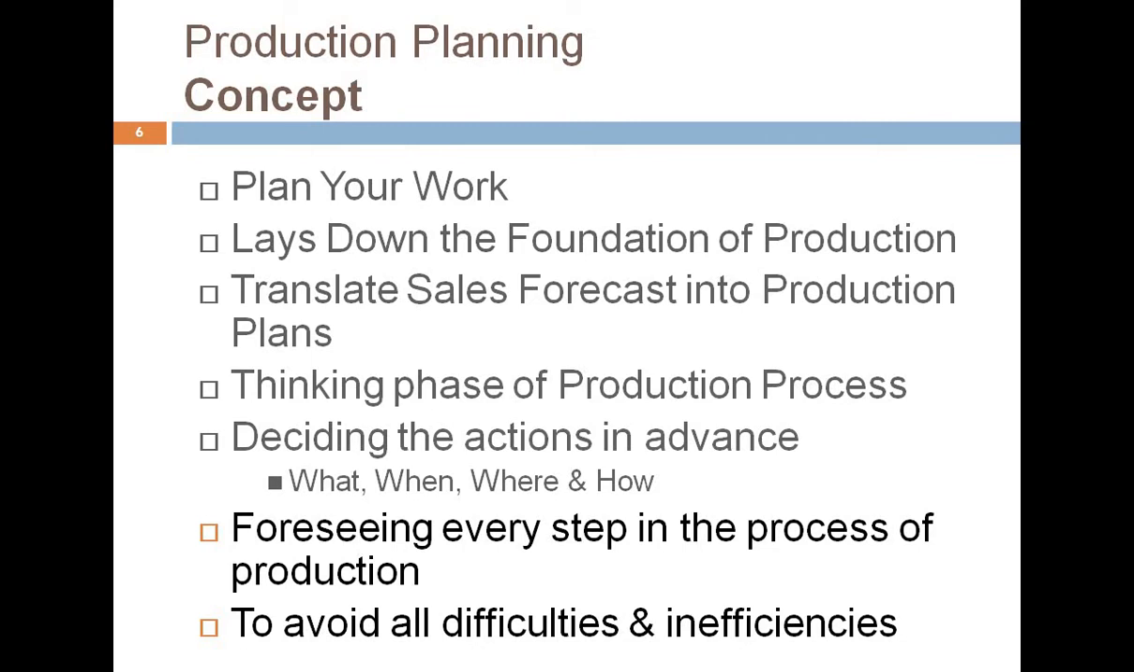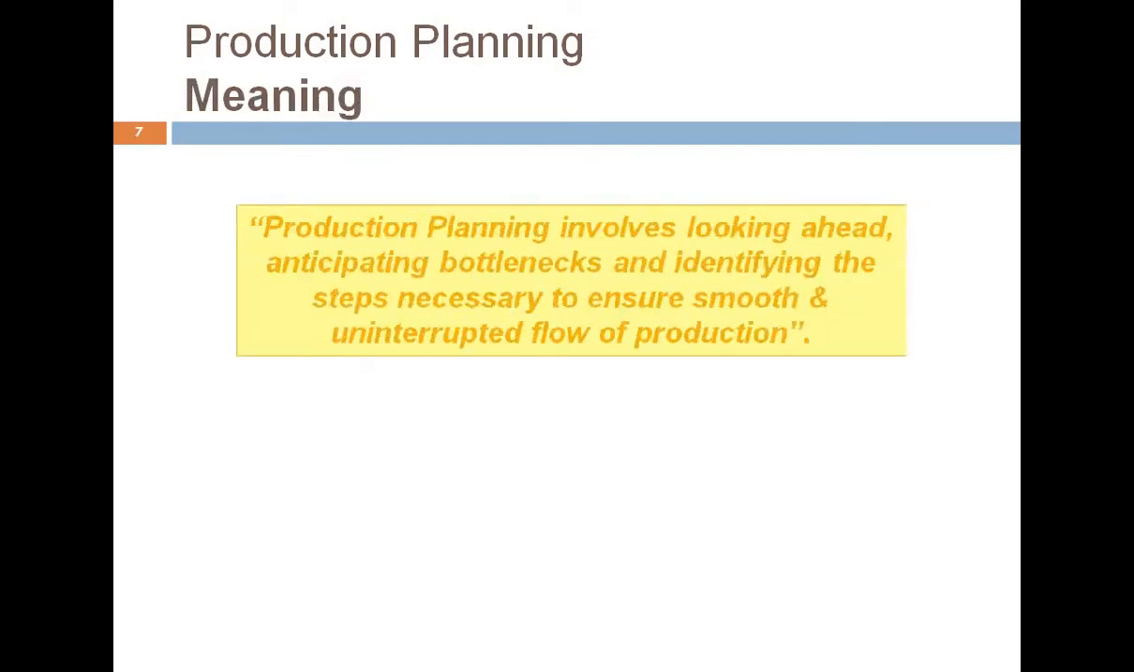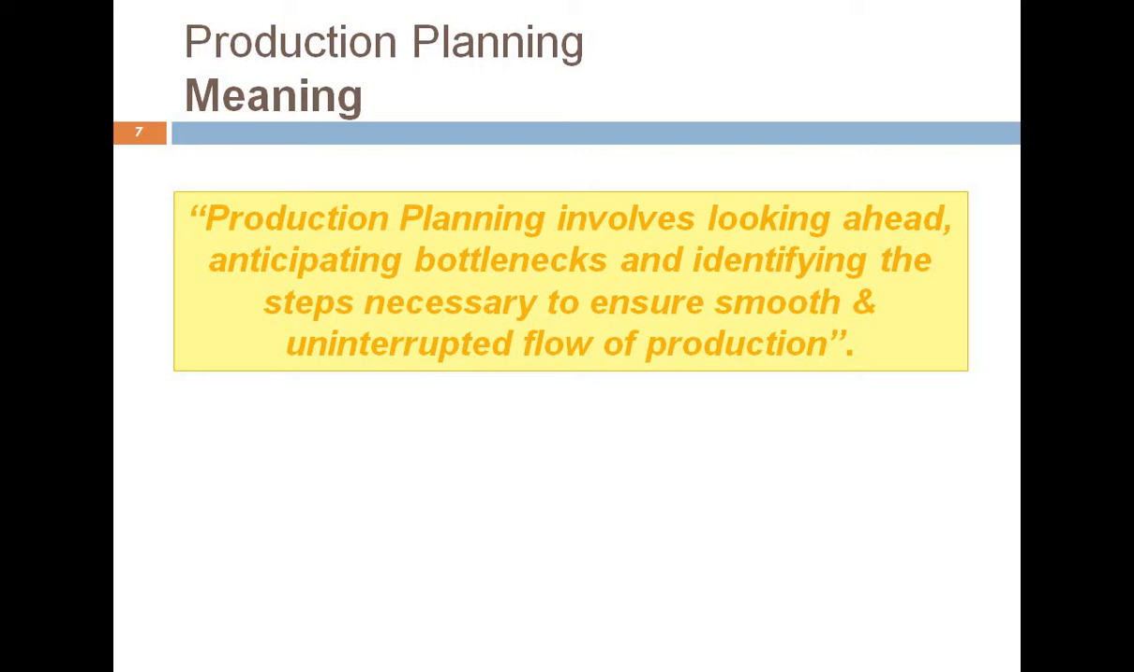We try to foresee every step in the process of production in order to avoid all difficulties and inefficiencies that may arise when we actually go for executing the production processes. So let's see the meaning of production planning. It is the process of looking ahead. We are planning for future events, anticipating bottlenecks and identifying the steps necessary to ensure a smooth and uninterrupted flow of production. What we mean by this is that we are looking ahead and anticipating challenges. We are anticipating the hurdles.